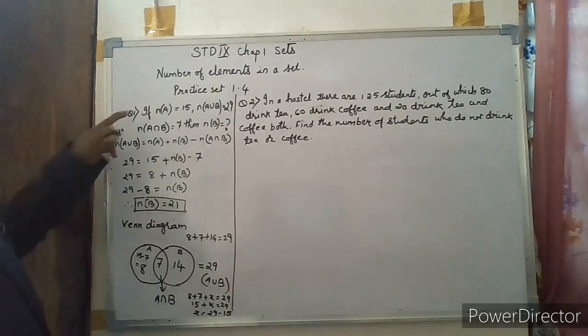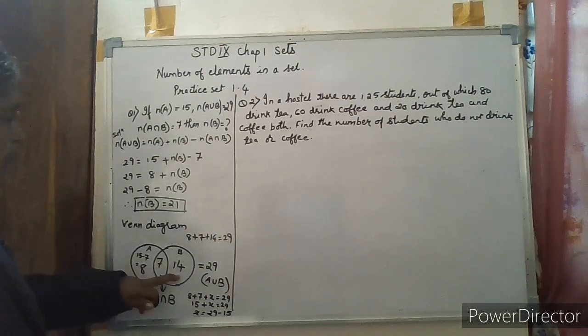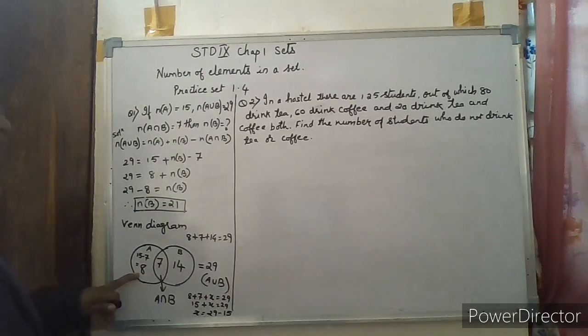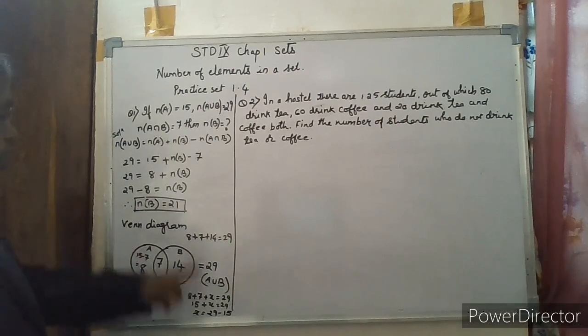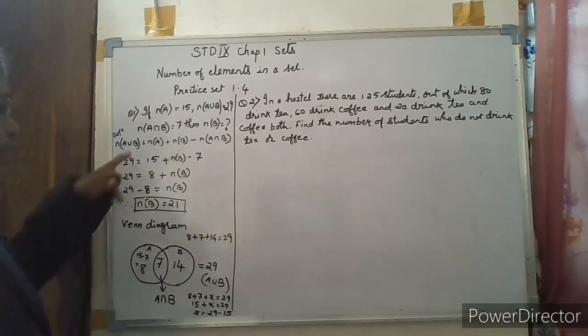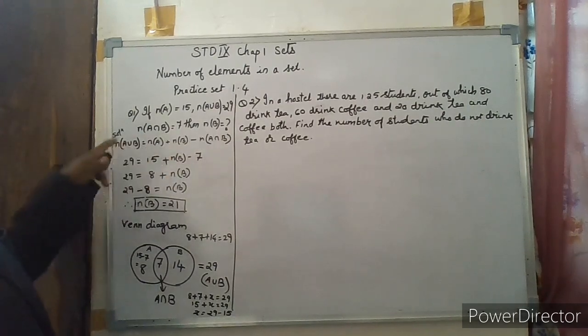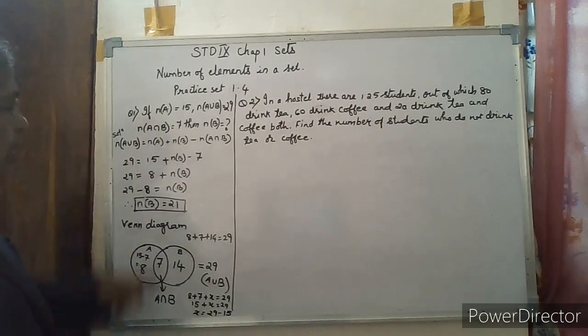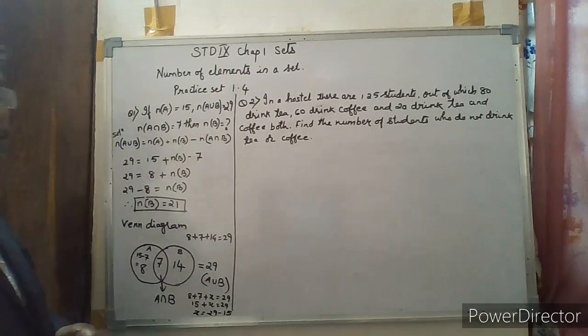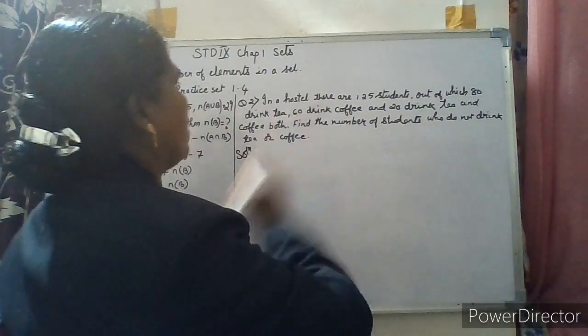So suppose the number of elements of B is given, we can find the number of elements of A. Or if everything is given except the intersection, then also we can find it out. So if any one of the terms is missing, we can find it out by using this formula. Now let us solve another example.